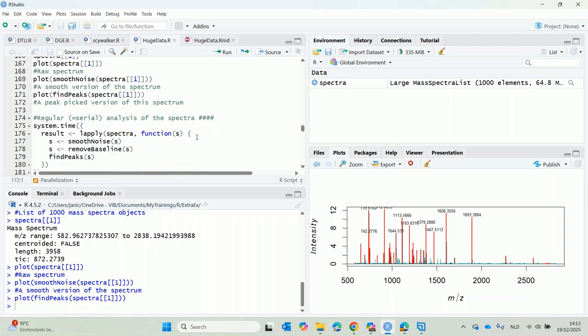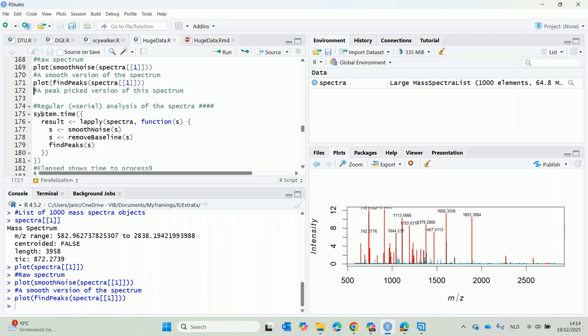So these are the typical steps you go through to analyze this kind of data. Now, we have done all these steps on one spectrum, but of course, if you have 1,000 spectra, you want to do it on all the spectra at the same time. So typically what people will do is they will not process the spectra simultaneously, but they will do a serial analysis. So they process the first spectrum, then the second, and the third, and the fourth, and so on. So this is what you would normally do. You would do a serial analysis.